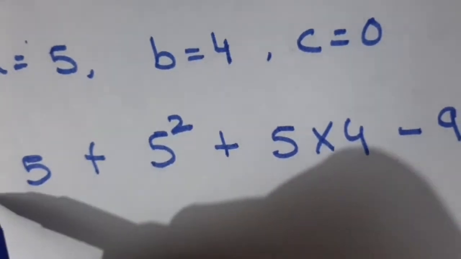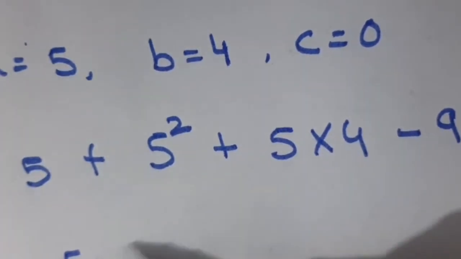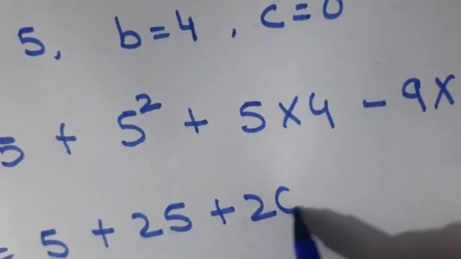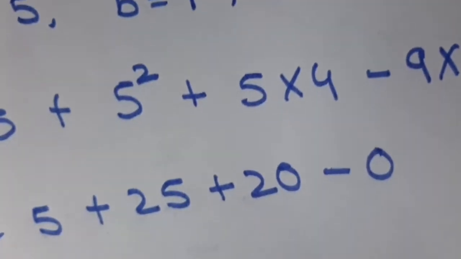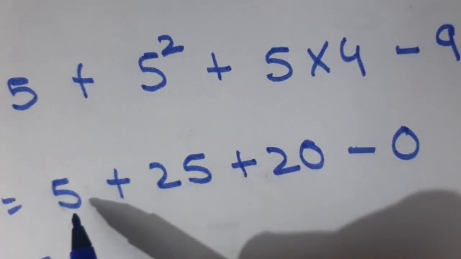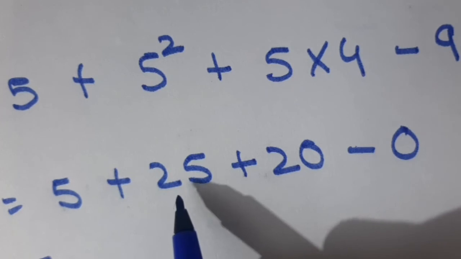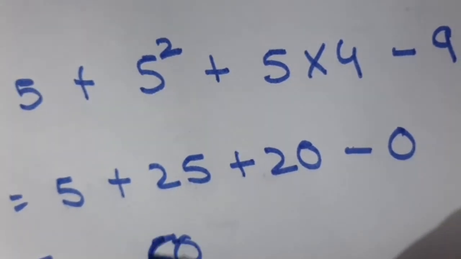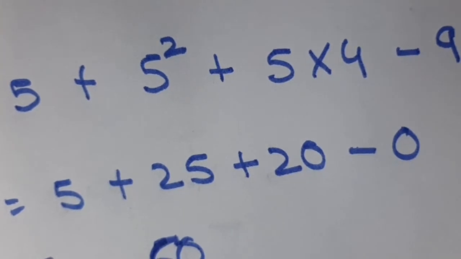Now here it is 5. 5 into 5 is 25. 5 into 4 is 20. 9 into 0 is 0. Now you will add up all this. 5 plus 25 is 30 and 30 plus 20 is 50. So my answer is 50.